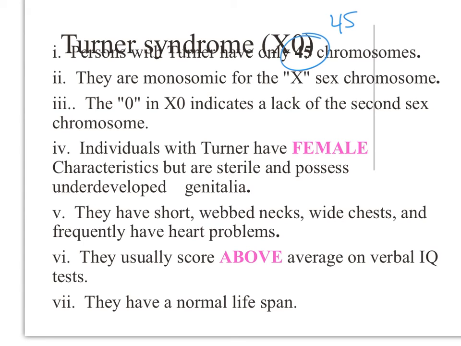A lot of the times they will have short webbed necks, wide chest, and a lot of the times they also have heart problems. But they usually do score above average on an IQ test, like a verbal IQ test. These individuals will usually have a normal lifespan.